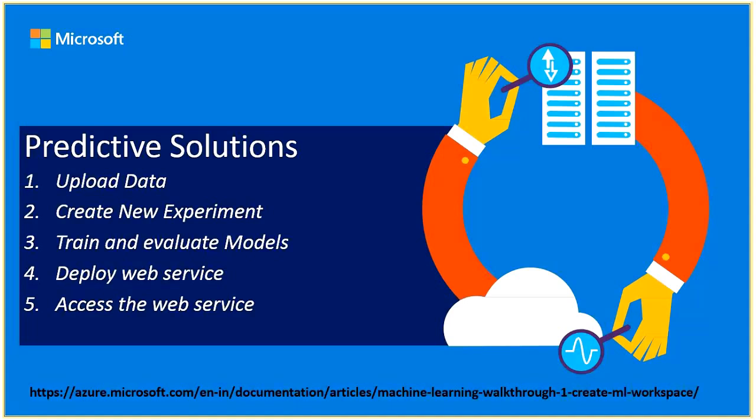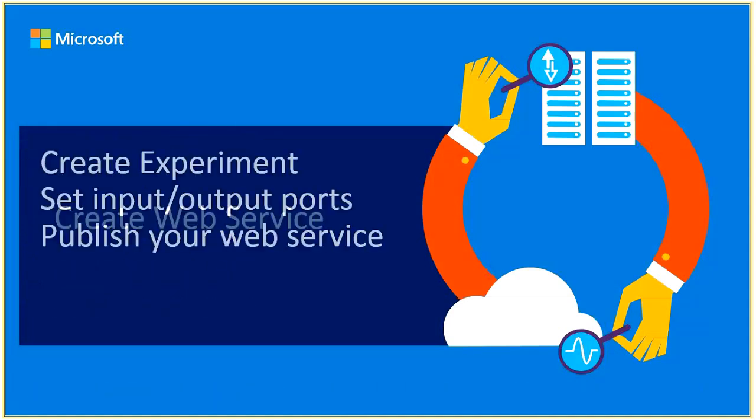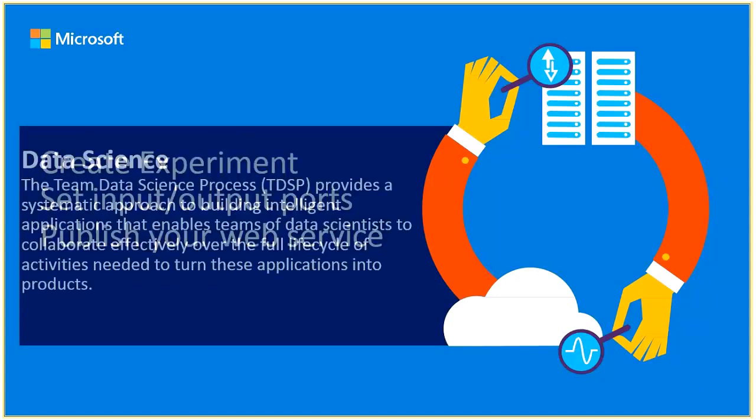But before that, try to get an Azure trial account. Just type Azure trial account in Google, and it will take you through the link to get the Azure subscription. And for creating a web service, you need an experiment. Then you need to set the input and output ports, which we did when we set up the web service, and publish your web service. That is the final thing.